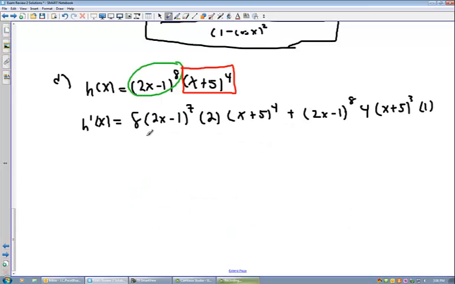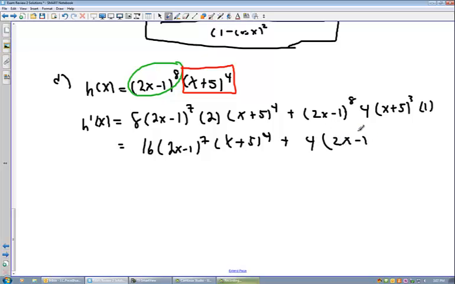And so now I need to clean this up a bit. So I have 8 times 2, which is 16. So that's equal to 16 (2x minus 1) to the 7th, (x plus 5) to the 4th, and then plus a 4 (2x minus 1) to the 8th and (x plus 5) cubed.